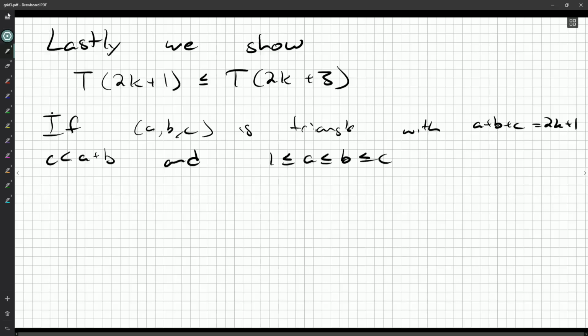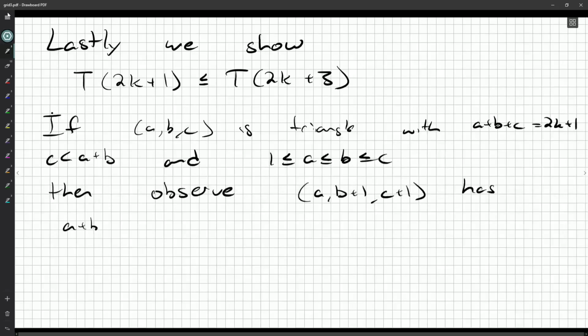I don't just want to increase C by 2, because that might cause problems with the triangle inequality, so I guess we should split it over. Don't want to add 1 to A, because that might make it bigger than B. I guess B and C. So then observe A, B plus 1, C plus 1 has A plus B plus 1 plus C plus 1 equal to 2k plus 3.